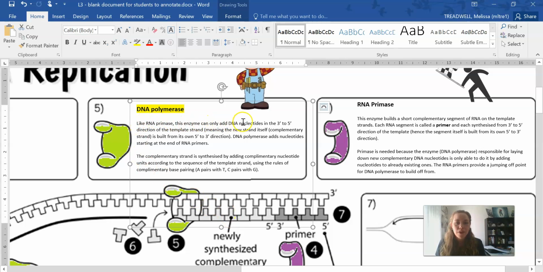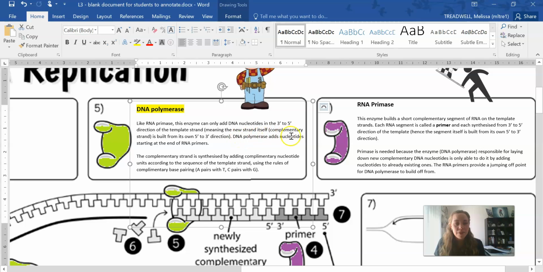This enzyme can only add DNA molecules in the 3' to 5' direction of the template strand. So 3' is building this direction. But if we're looking specifically at the complementary strand, it's building it from a 5' to 3' direction. And you need to be super clear when explaining this on your external exam, because it's a syllabus statement, so you can bet it's going to appear somewhere.